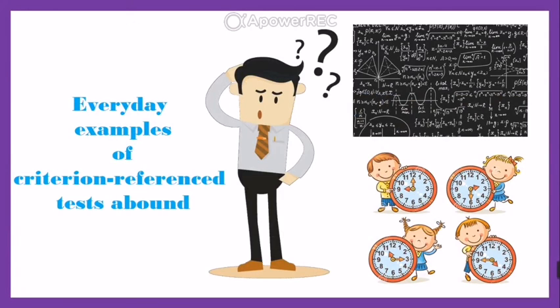Lastly, everyday examples of criterion-referenced tests abound. During elementary school years, there are tests to determine something as simple as whether or not students can tell time, or whether or not they know foundational mathematical concepts such as multiplication tables. That would be everything in order to check what a criterion-referenced test is.